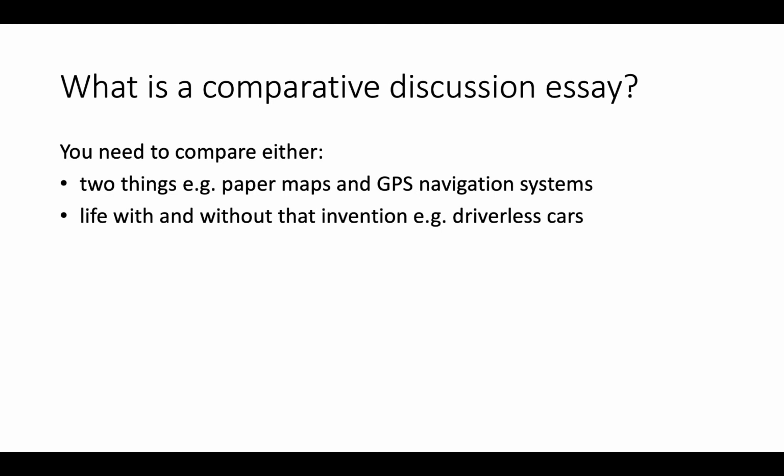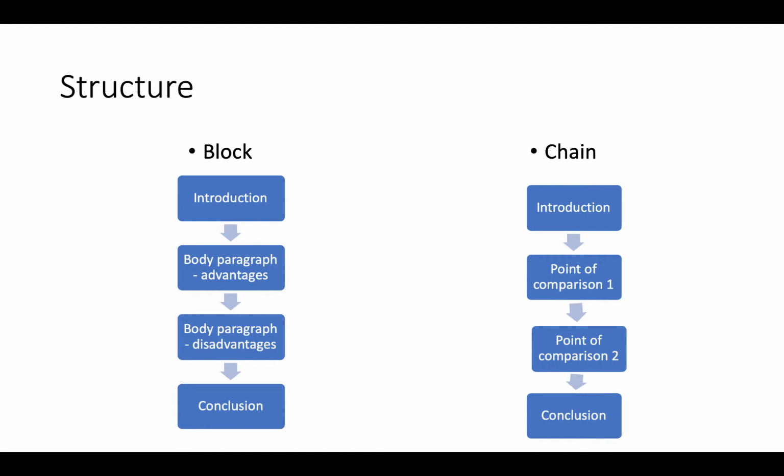So first, a comparative discussion essay is basically when you're comparing something and discussing it. So you could be comparing two things, for example, paper maps and GPS navigation systems. Or you could be talking about life with and without an invention, such as driverless cars compared to just having conventional cars. So there are two kinds of structures normally for these essays.